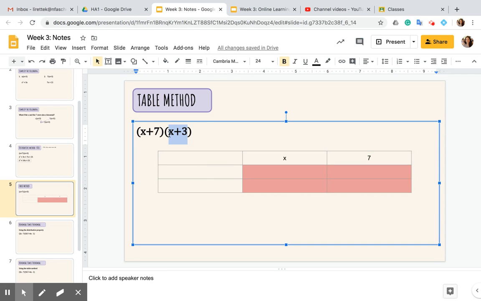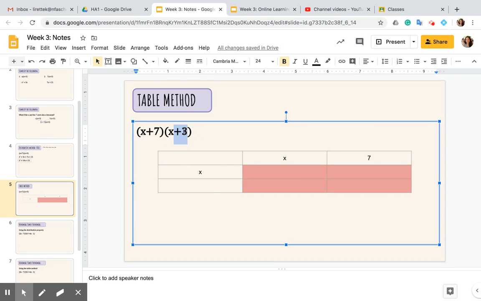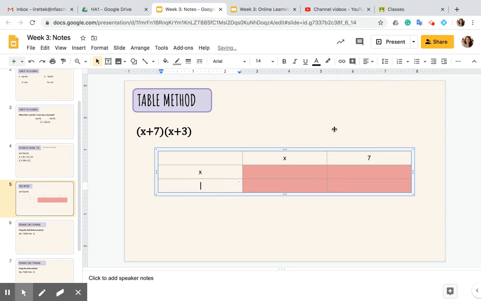Next binomial, we're going to take the first term, which is x, and I'm going to put it in front of row number 1. Since I'm putting this term in front of a row, I need to keep these terms together. I need to put this 3 in front of a row. So that's what I'm going to do. You don't have to center your stuff like this. I'm just doing it because I like the way it looks visually.